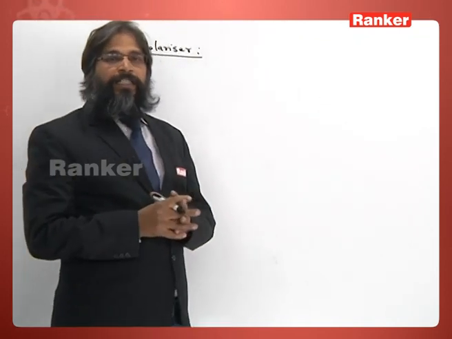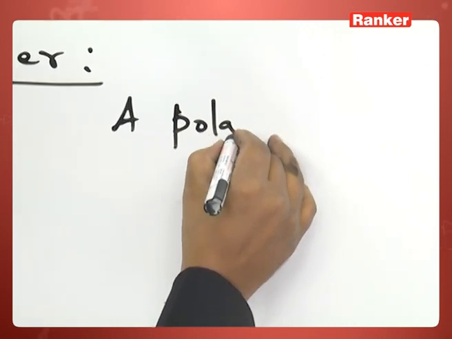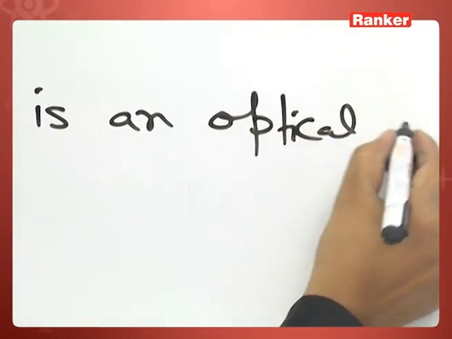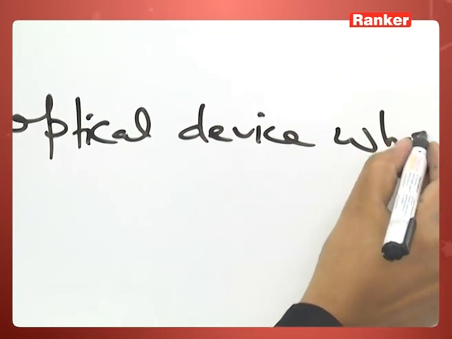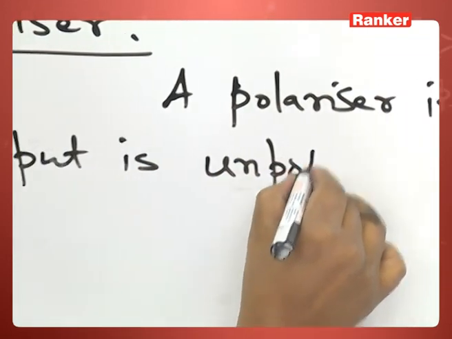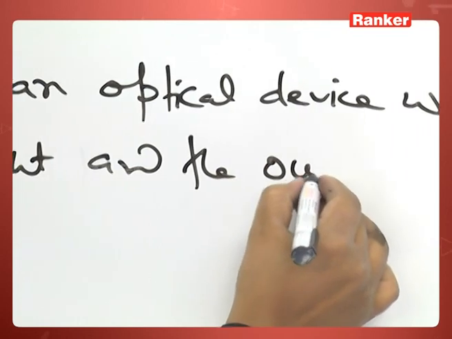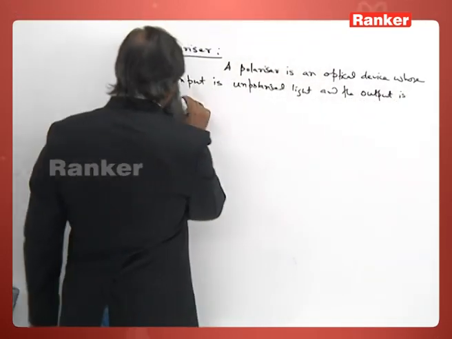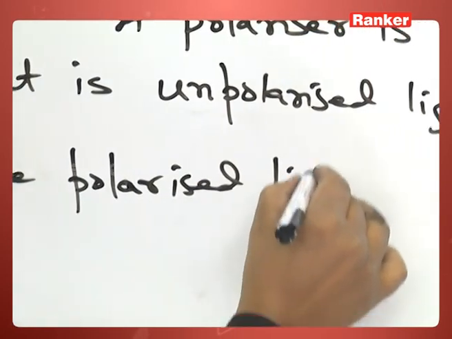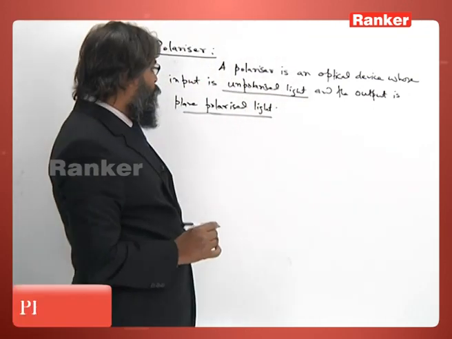Now let us see what a polarizer is. A polarizer is an optical device whose input is unpolarized light and the output is plane polarized light. Unpolarized light is given as input, and plane polarized light comes out.